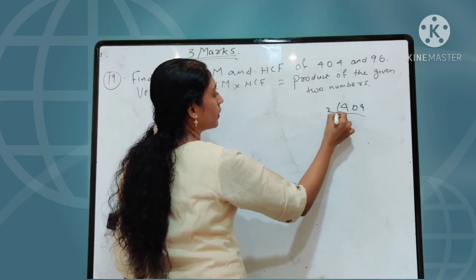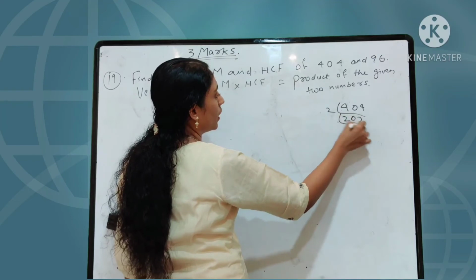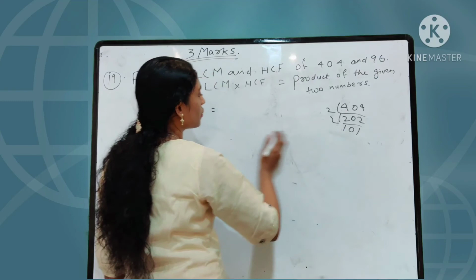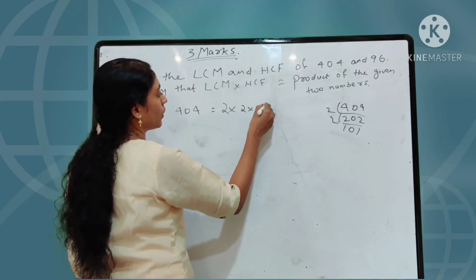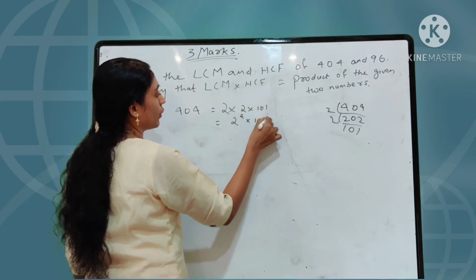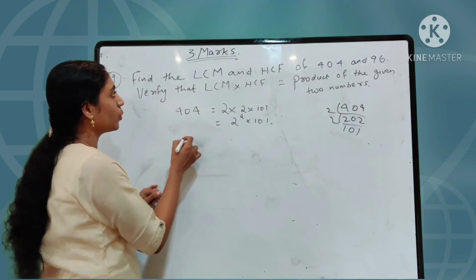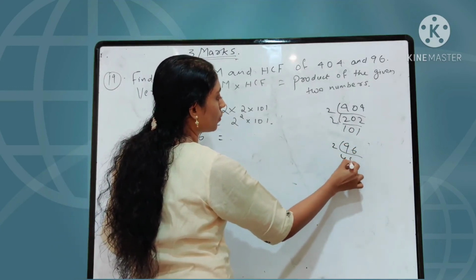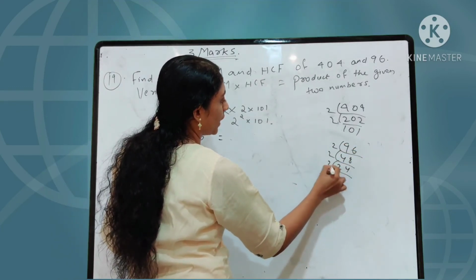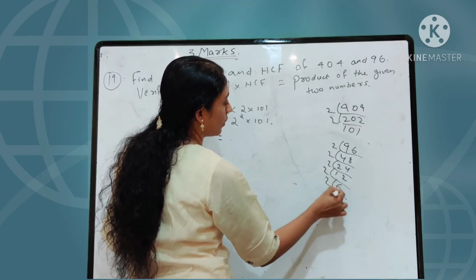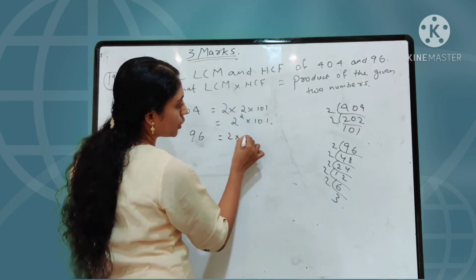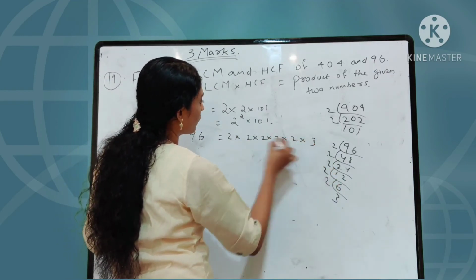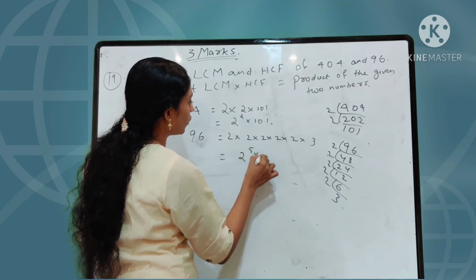404 can be written like this, right? 202, then 101, yes, that's all right. So it can be written as 2 into 2 into 101, which is equal to 2 square into 101, right? And what about 96? Its prime factors are 2, 8 again by 2, 24 again by 2, again by 2, 6, again by 2, 3, right? So it can be written as 2 into 2 into how many times? 1, 2, 3, 4, 5 times. 2 into 2 into 2 into 3, which can be written as 2 raised to 5 into 3, right?